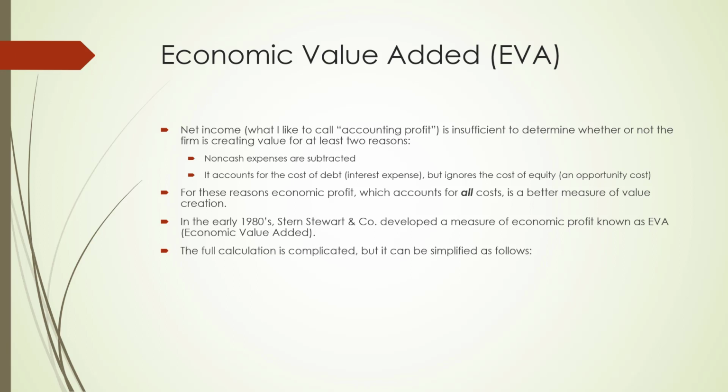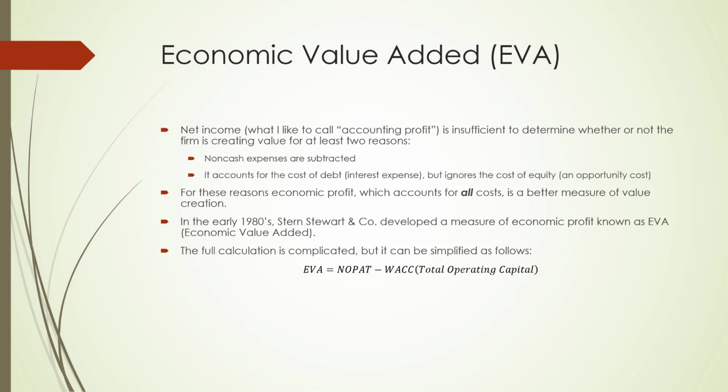Now, the calculation can be very complicated because the financial statements of big businesses are complicated, and there's all kinds of adjustments that have to be made and so on. But for our purposes, we can simplify this quite a bit. So EVA is simply net operating profit after tax minus the cost of capital in dollar terms. So notice that second term is the weighted average cost of capital times total operating capital.